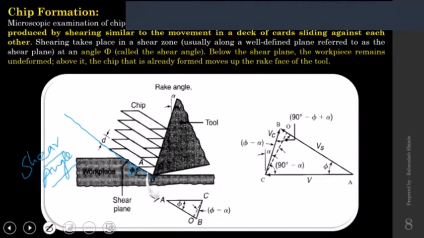In fact, the line that I have drawn over here, this plane is called the shear plane, because along this plane the material is being sheared. And the inclination of that plane with respect to the motion of the cutting, because the cutting tool is moving in this direction, so if I measure the inclination of that plane with this direction, that inclination is called the shear angle, and that is denoted by phi.